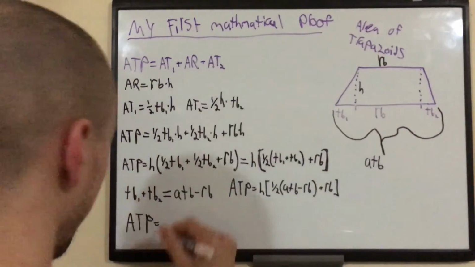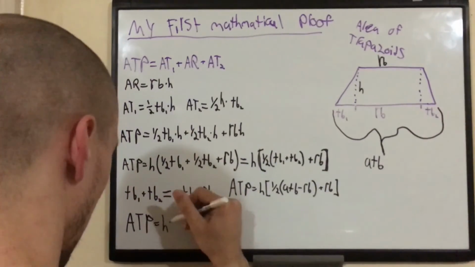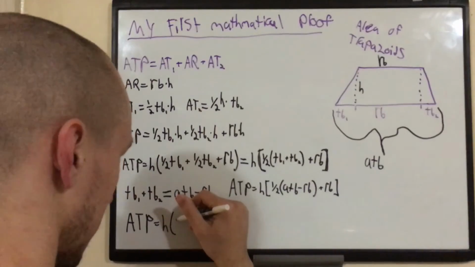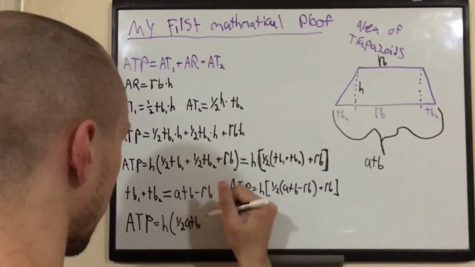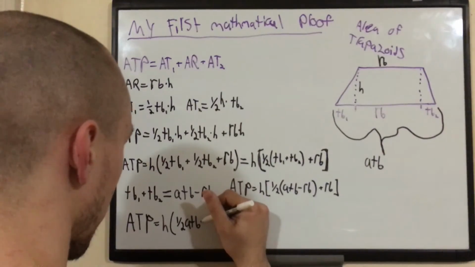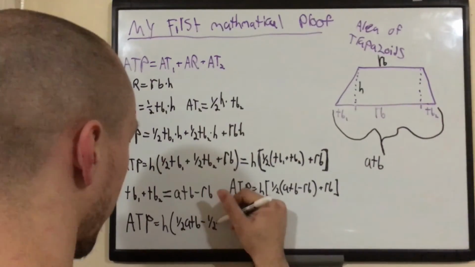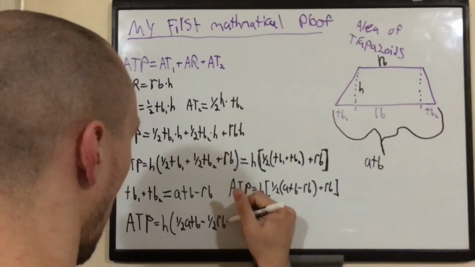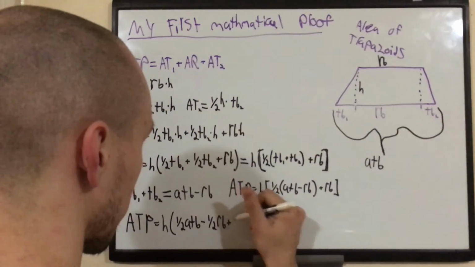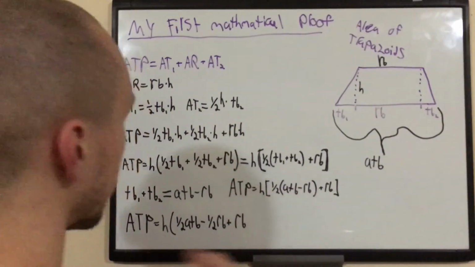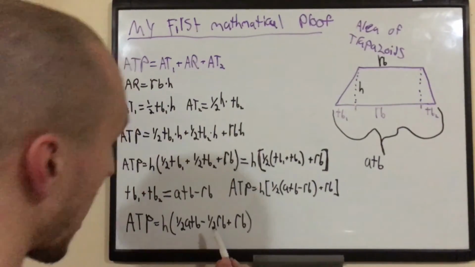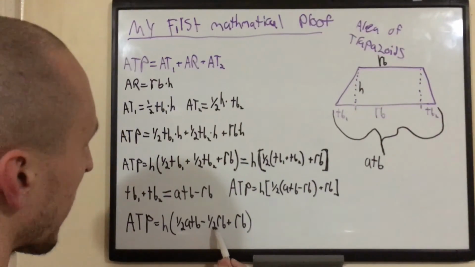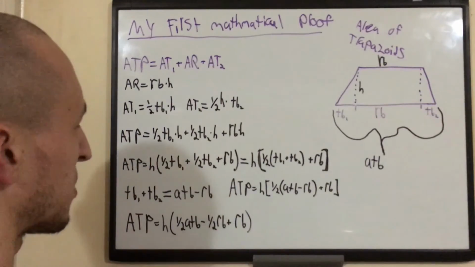Let's put it back in, right? H, this time parentheses, 1/2 ATB minus 1/2 RB plus RB. Close parentheses. I'm looking at this, the negative 1/2 RB plus positive RB.